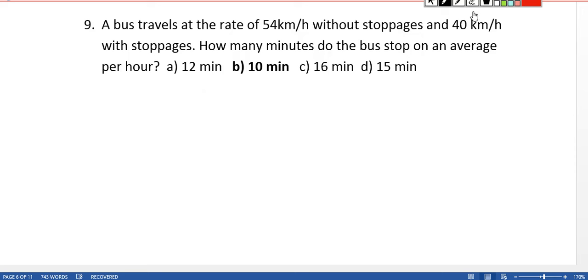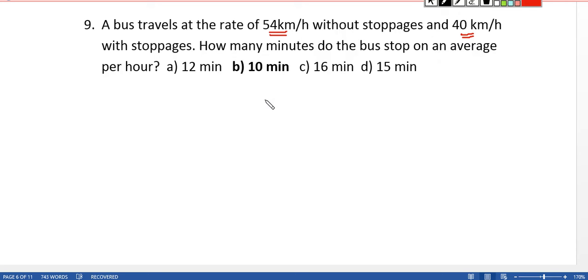So this is the question, and it's slightly tricky for those who are just getting acquainted with time, speed and distance. See, what happens here is that a bus travels at 54 km per hour if it does not stop anywhere, but if it stops at places, then it is only able to travel at 40 km per hour. Because it stops at some places here and there, its speed gets decreased, right? The time taken for the bus to cover the distance increases, and as a result the overall speed gets decreased. So how many minutes does the bus stop on an average per hour? This is what is asked.